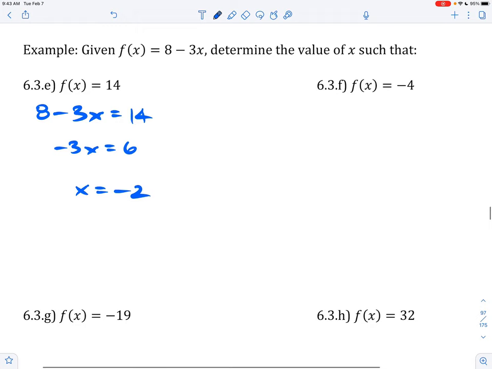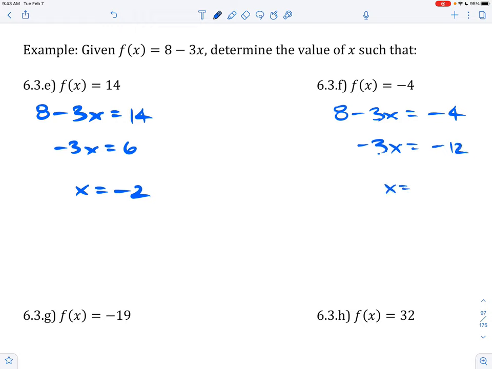We know that f of x is 8 minus 3x. We also know that f of x is negative 4. So 8 minus 3x and negative 4 must be the same thing. Okay. So subtracting 8 from both sides, negative 3x is negative 12. And dividing both sides by negative 3, x is positive 4.